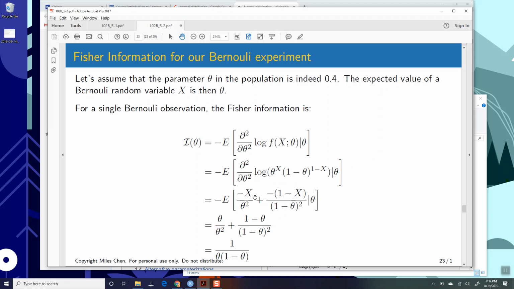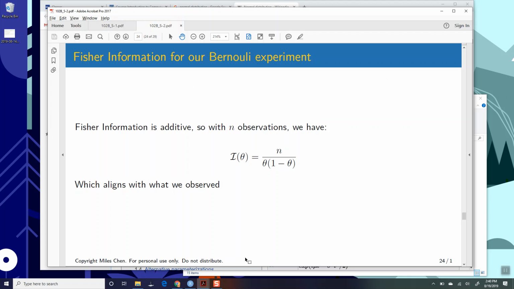The expected value of x given theta here is theta, and the expected value of this is 1 minus theta. I'm sorry, this is the expected value of x given a theta value. And so our Fisher information is this: 1 over theta times 1 minus theta. And that's what we have.